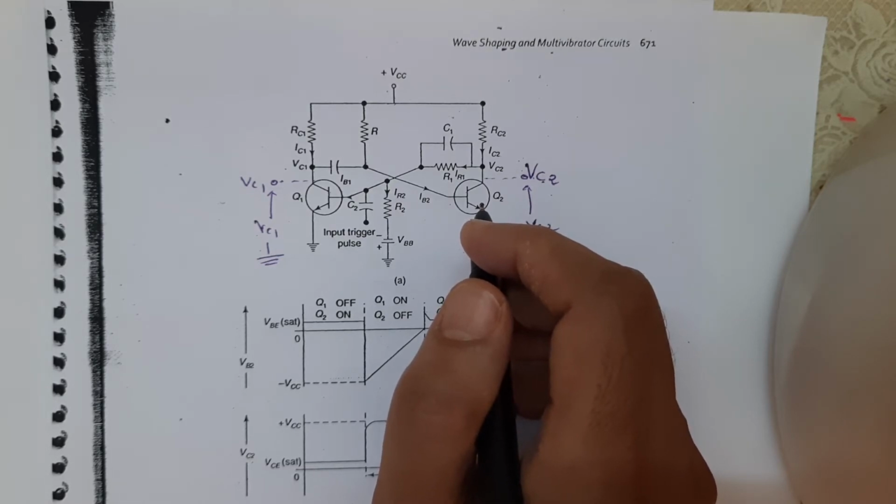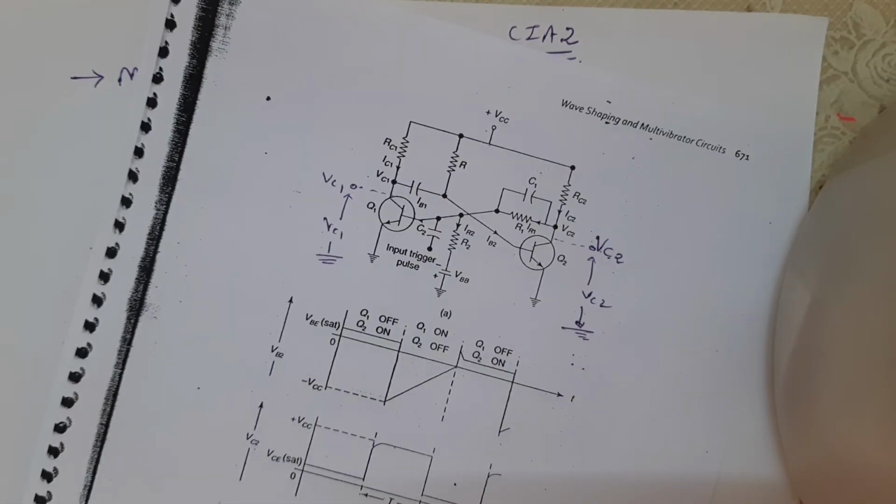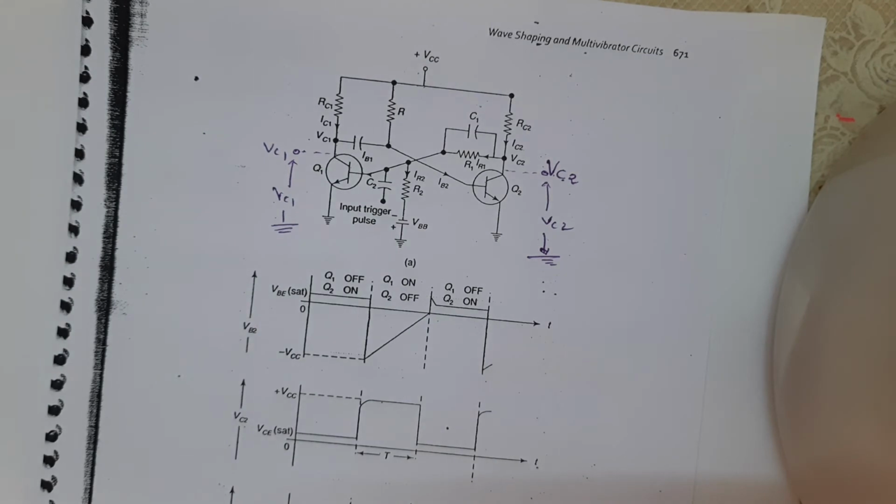It amounts to positive feedback. In a multivibrator, the amount of feedback is so large that the transistors are driven between cutoff and saturation almost instantaneously. A transistor remains in either saturation or cutoff for a period determined by the time constant of the elements in the base circuit. Now, from this figure, we can say that the working, how the circuit works, right?